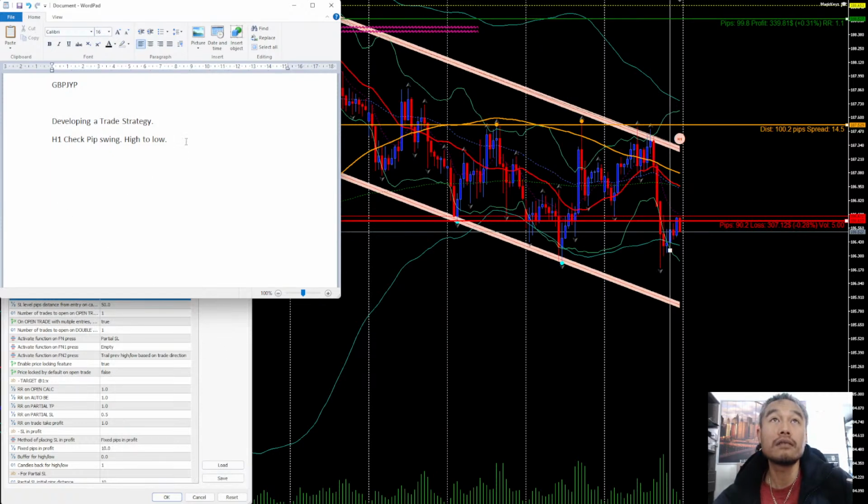So here's what we got so far. We check pip swing, high and low. We found out that it's about 90 pips. And what we're going to do is we're going to use just under that. So we're going to trade the H1. We're going to set stop loss from the H4 ATR, which equals, we had found that to be about 50 pips.